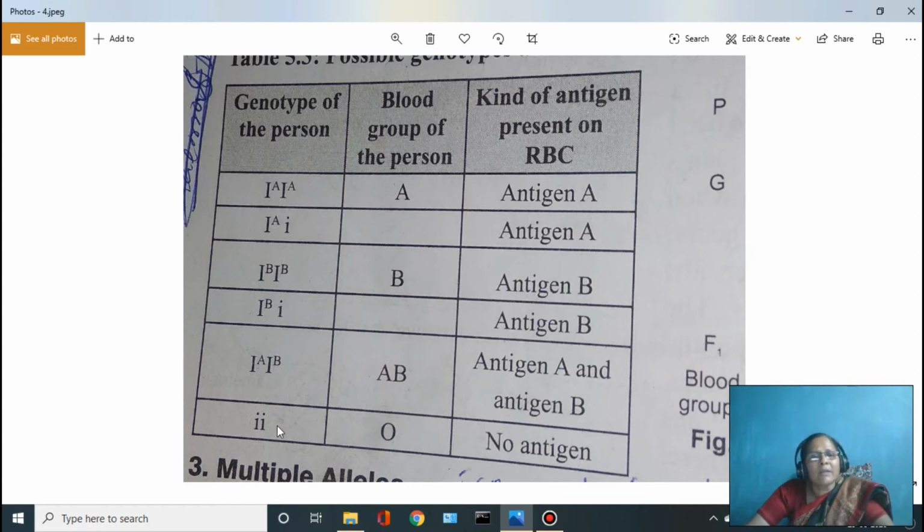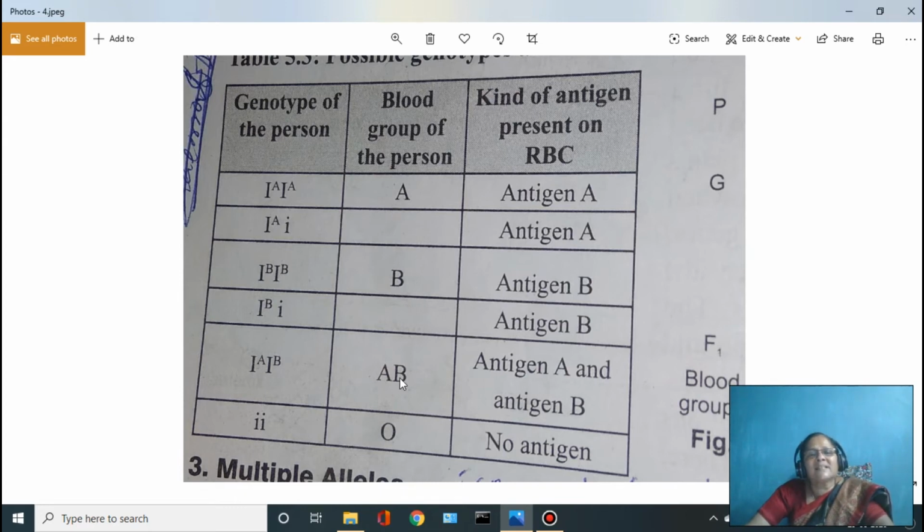And the last blood group is O. They don't have any dominant allele. They have the recessive allele, that is i, so no dominant alleles. Their RBC contains no antigen, and their plasma contains two antibodies, A and B. So when we do blood transfusion, A can collect blood from A only. O is a universal donor and AB is a universal recipient.